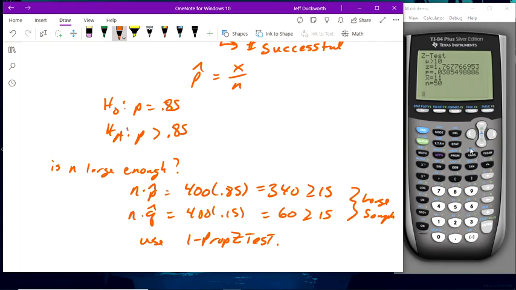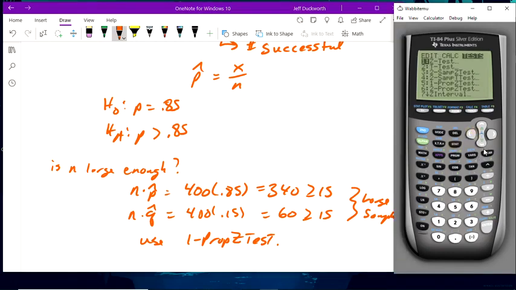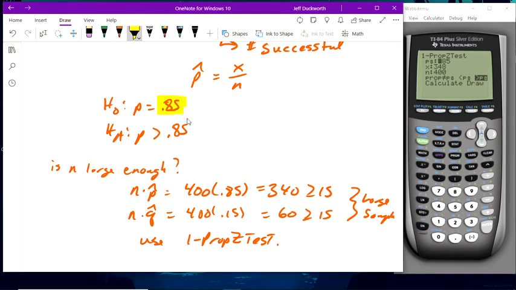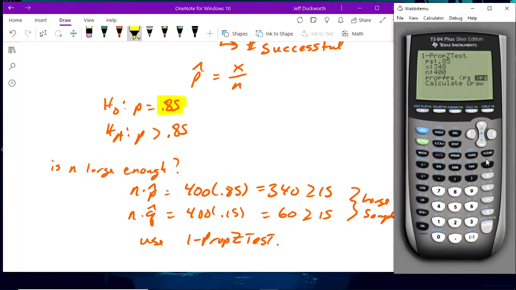All right, so let's do that. Stat tests. One prop Z test is number 5 there. We'll go to that. So P sub 0, again, is our proposed value. That's going to be this 0.85. That's P0, P sub 0. Well, it looks like I have the stuff already in. X is 348, n is 400, and we are in fact doing greater than, so we calculate. Please note there are two letter P's there. We have a P for p-value and a p hat, which actually gives us what the proportion is, x over n.